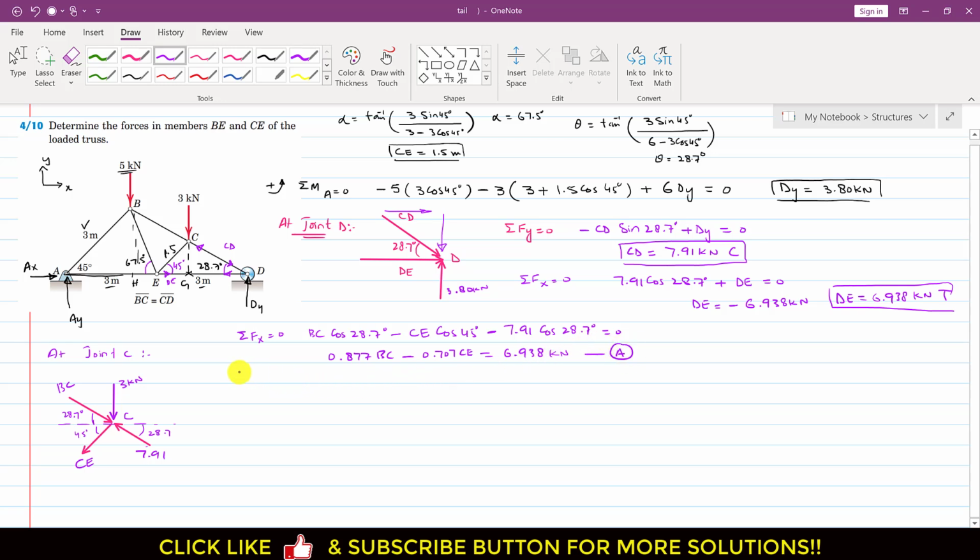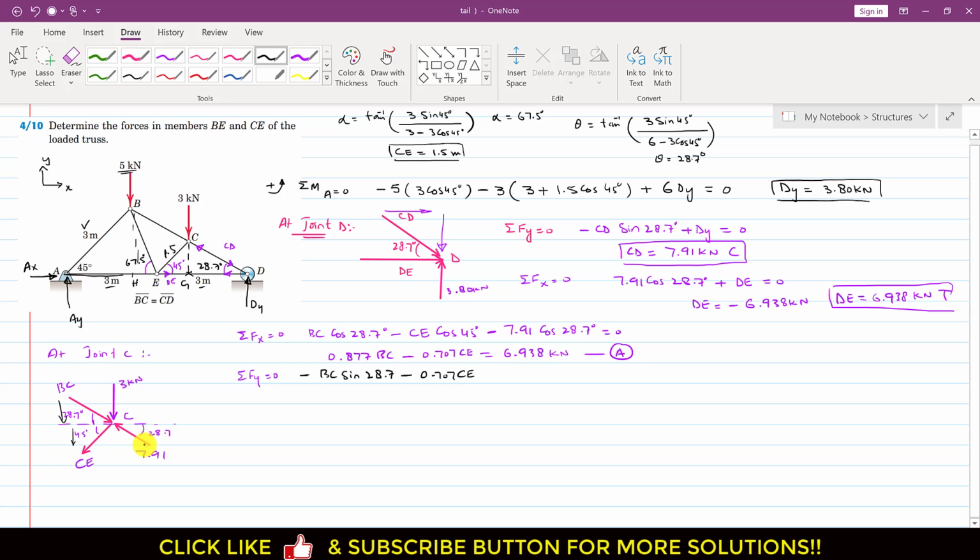Similarly, if we apply the summation of forces along y equals 0 at joint C, we can see that this BC force will have one component acting downward, like this, and that is the sine component. So we will write minus BC sine of 28.7. Similarly, this CE will have one component acting downward, which is the sine component. So I will write minus CE sine of 45, and sine of 45 is 0.707, so this is 0.707 CE.